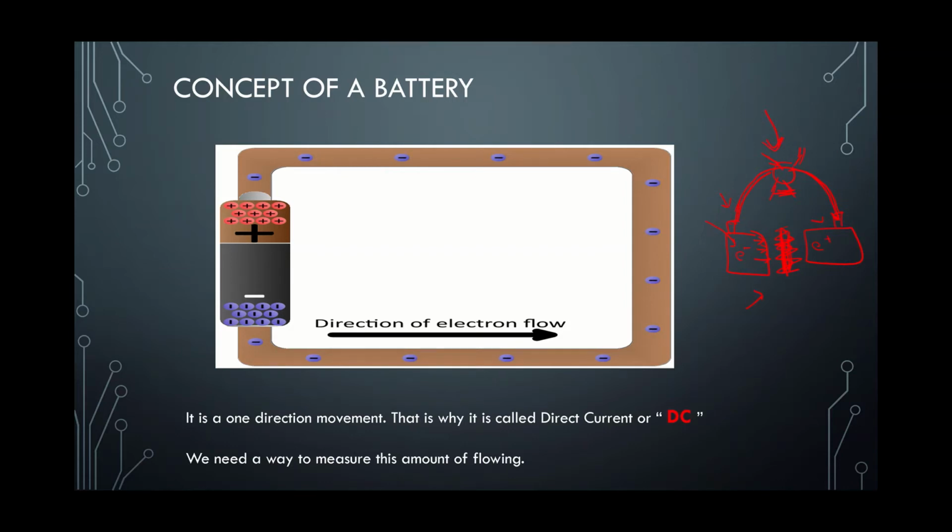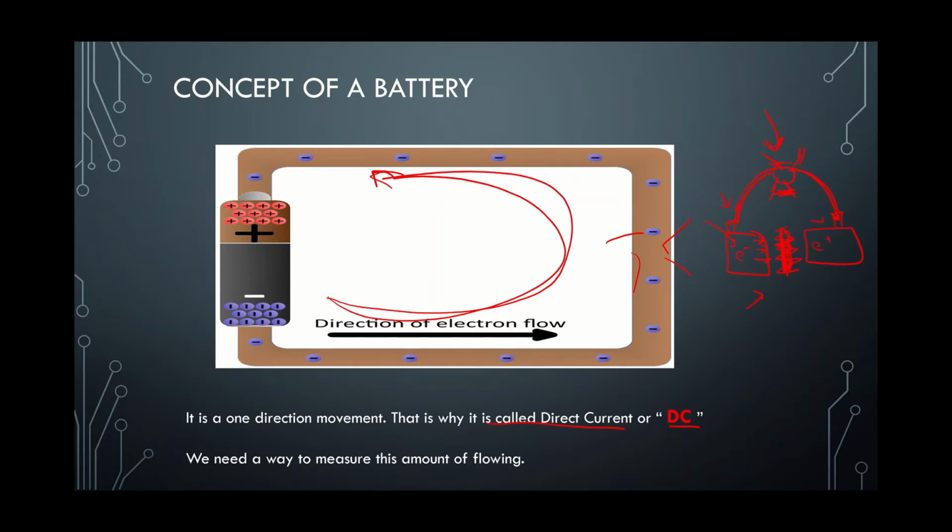The energy generated by the movement of electrons can be used to do work. For example, glow a bulb, charge a mobile, or run an electronic device. So whatever the application is, the movement of electrons can generate energy to do this work. As I explained before, it will exhibit only one direction, and that's why we call it direct current, or DC, because it has only one movement from the negative to the positive.